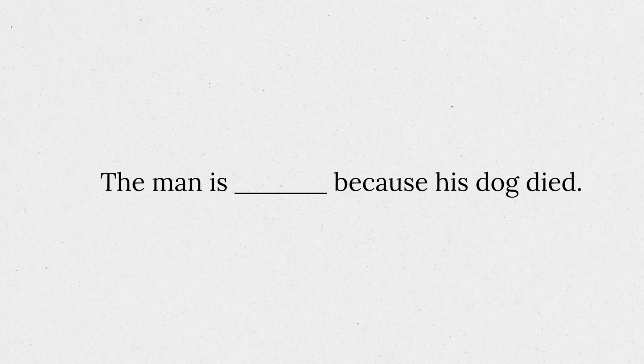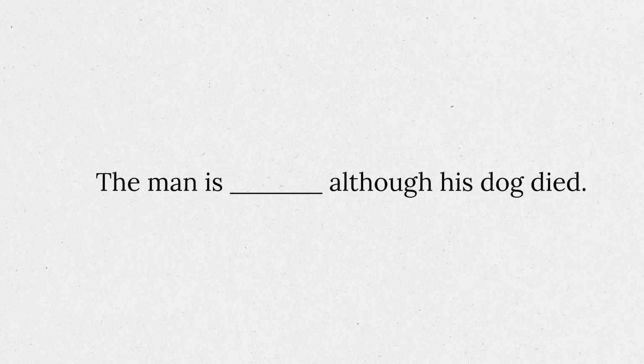Something else that can really help is focusing on those little grammar words like and, but, because, if, and so. Those words can give you vital context clues. For example, in this sentence, the word because indicates cause and effect. His dog died, so we can expect the missing word to be negative, like sad or devastated.